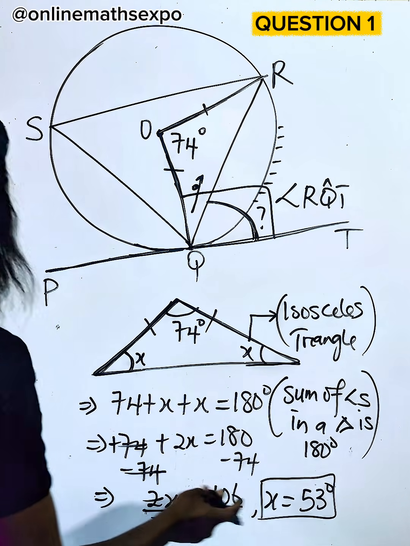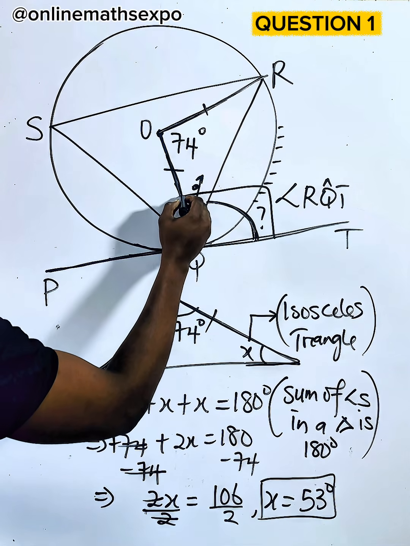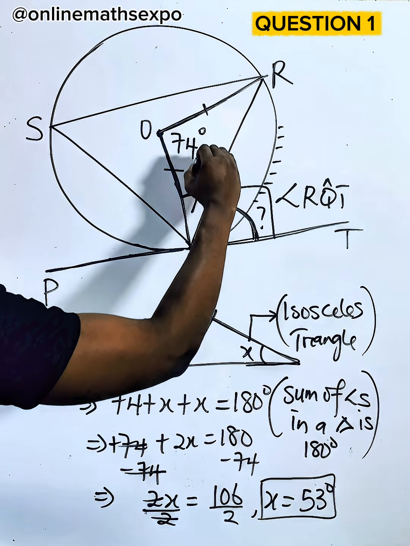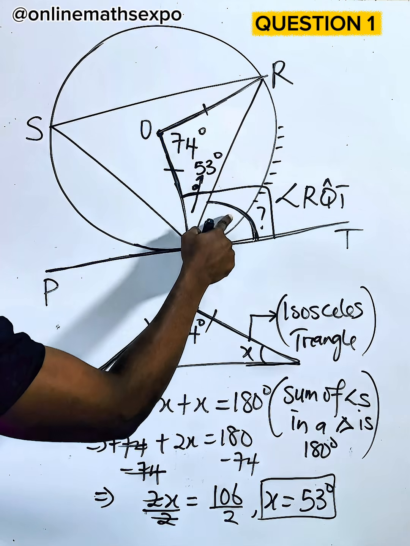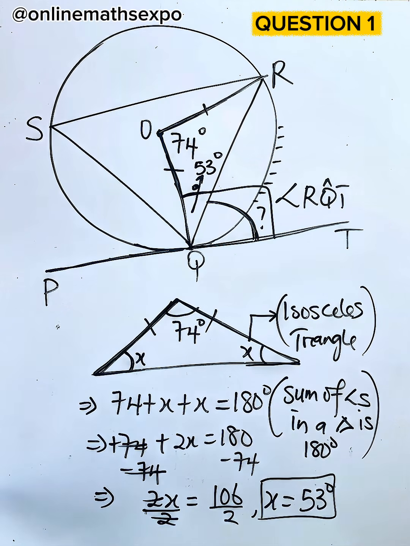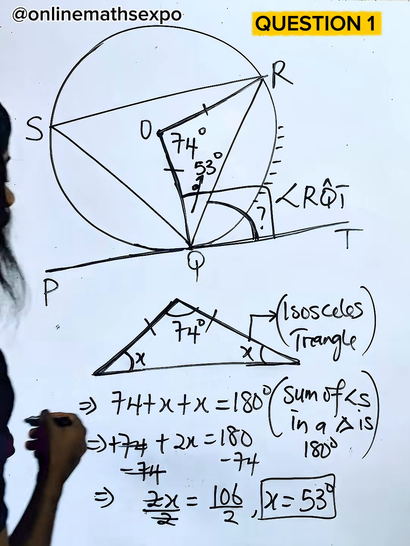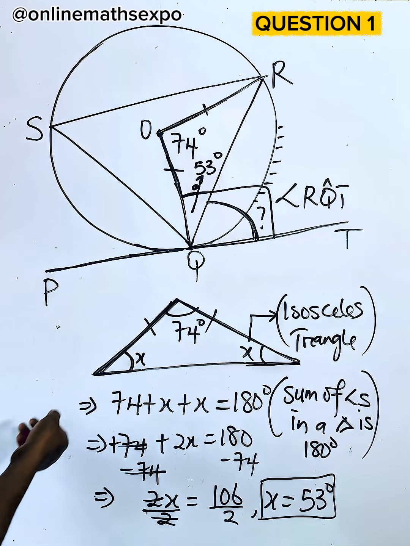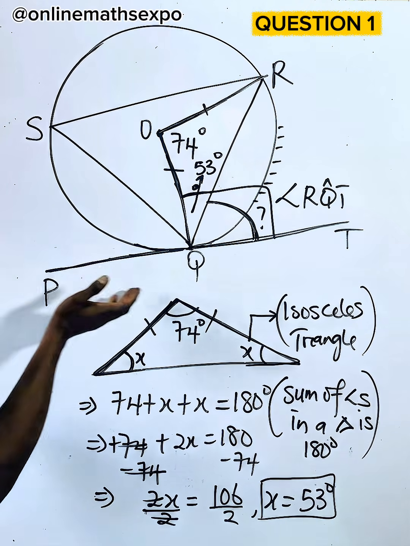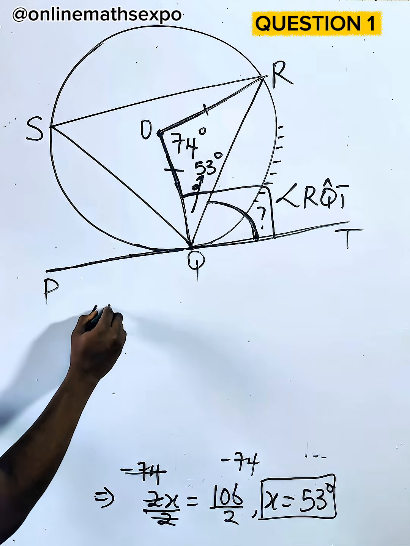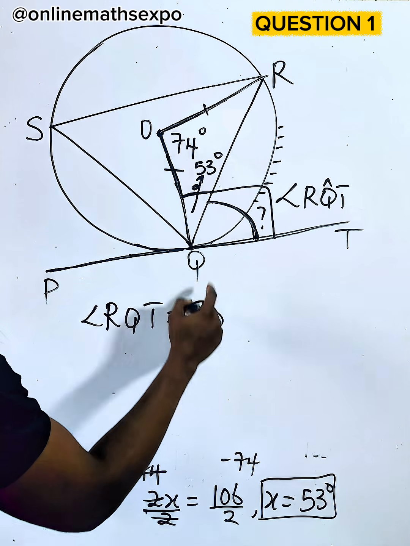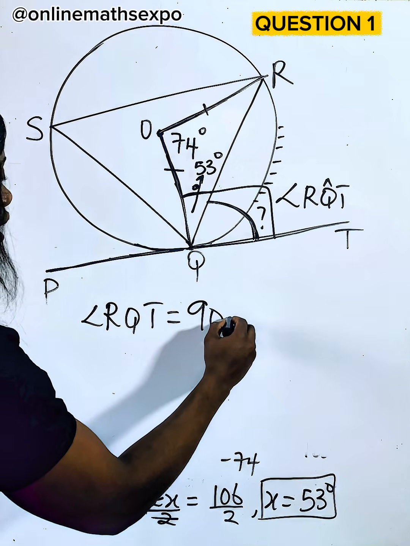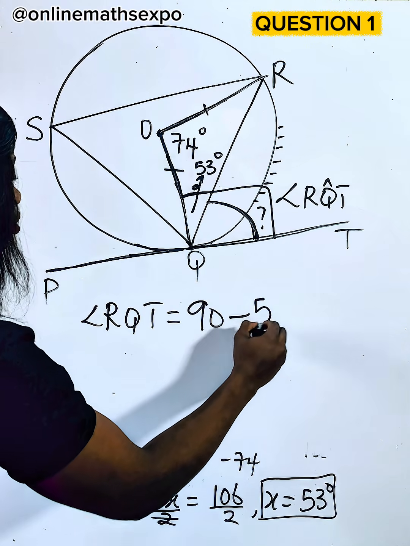So if this angle is 53, that means this part is 53. Did you see? So here is 53 degrees. And if it's 53 degrees, can we find angle RQT? Yes, to find angle RQT, we have, let's take this off. So angle RQT is equal to 90. Remember we said this is 90 minus this angle we have formed.